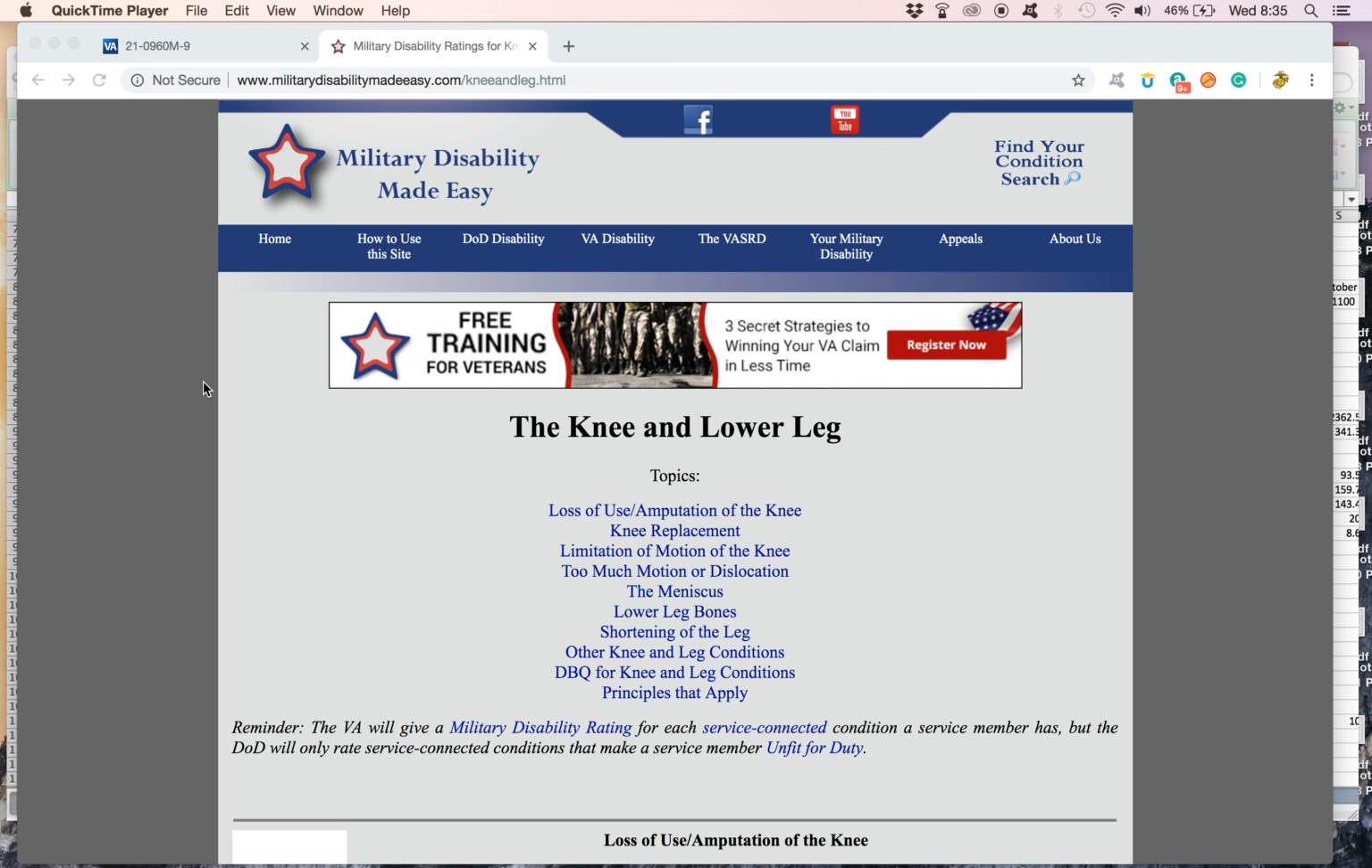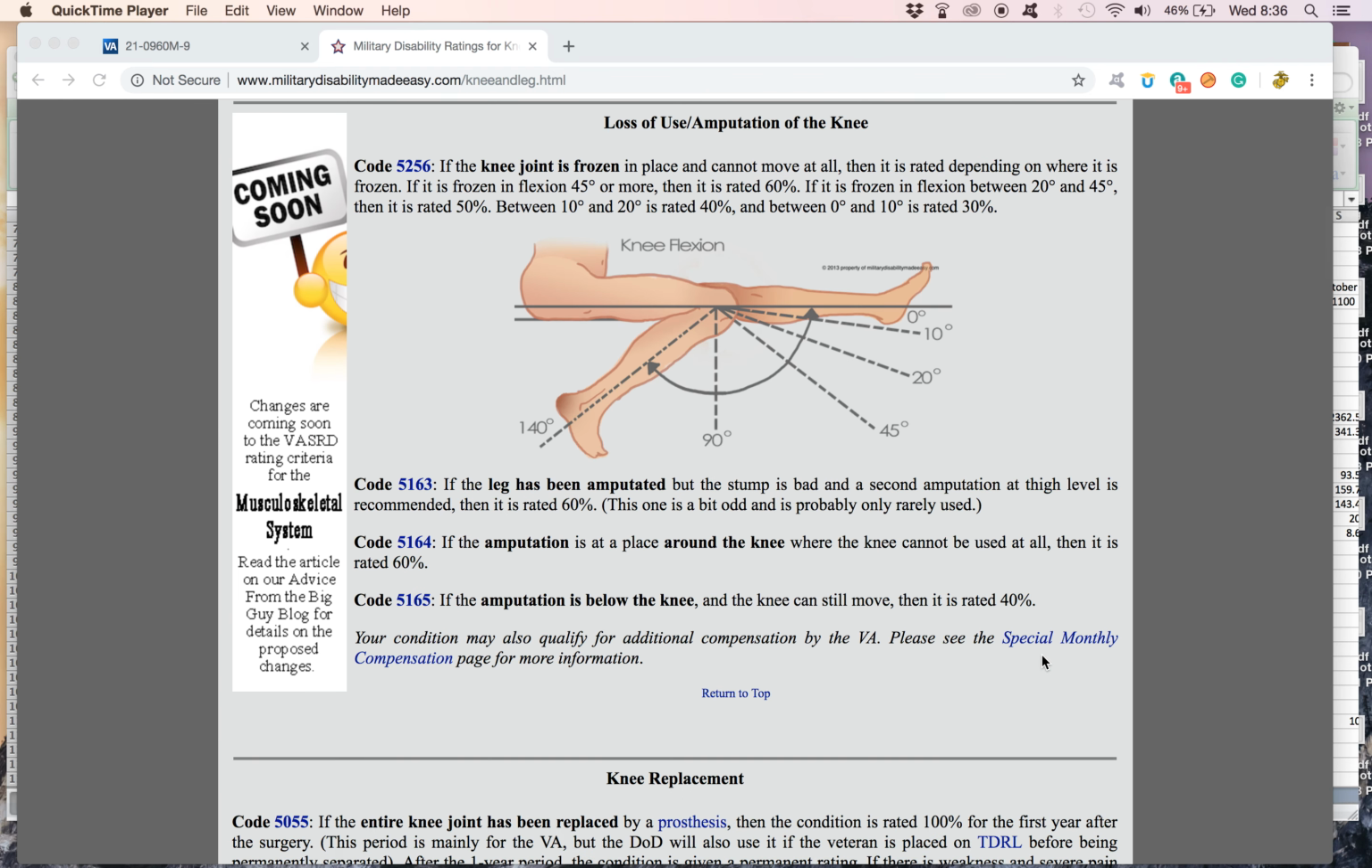I'm going to break down for you guys knee instabilities, limitation of flexion and limitation of extension. If you have a knee injury, you could have these three conditions: limitation of flexion, limitation of extension, and instability of the knee. You can get rated three times for it.